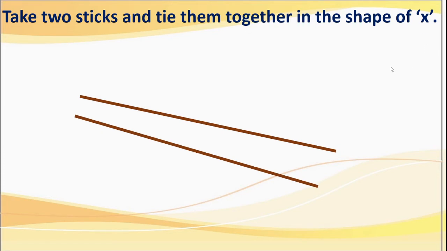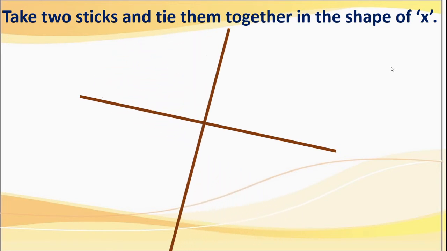Like we write X, like that we have to. Yes. Okay, we will take like this and we have to tie here with the string. Now here it is ready. Now then what to do?